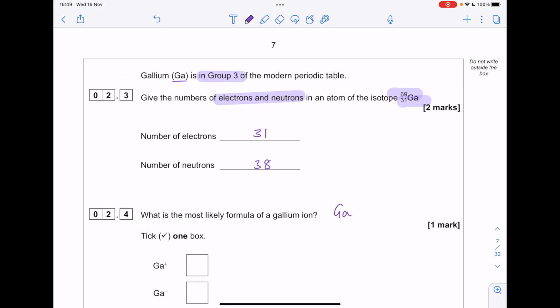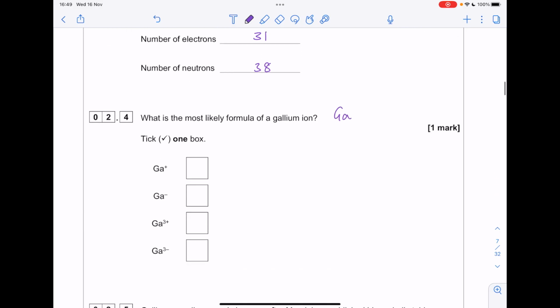What is the most likely formula of a gallium ion? Gallium is in group 3, which means it has 3 electrons in its outer shell. Therefore, to form an ion, it loses 3 electrons. An electron has a negative charge, so therefore it will become positive, and that answer there is 3+.